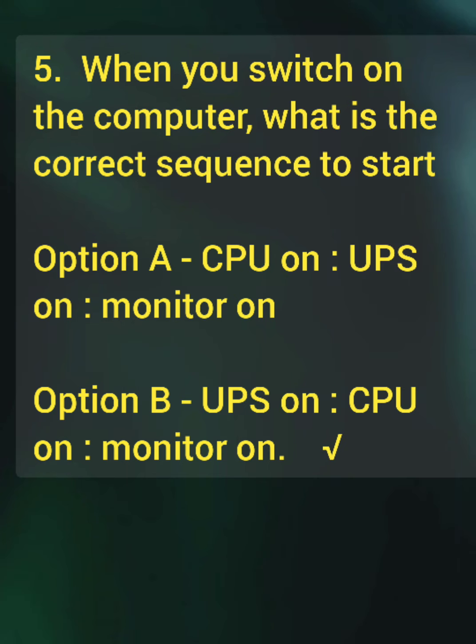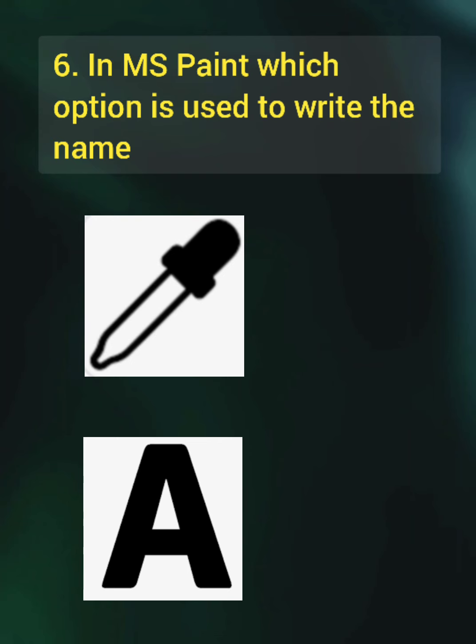When you switch on the computer, what is the sequence? Option A is CPU on, UPS on, monitor on. Option B is UPS on, CPU on, monitor on. The correct option is first the UPS on, then CPU on, then monitor on. In MS Paint, which tool is used to write a name? And the correct option is option B.